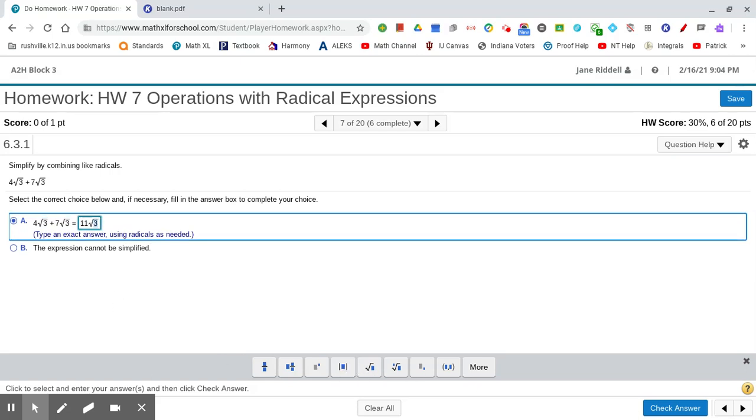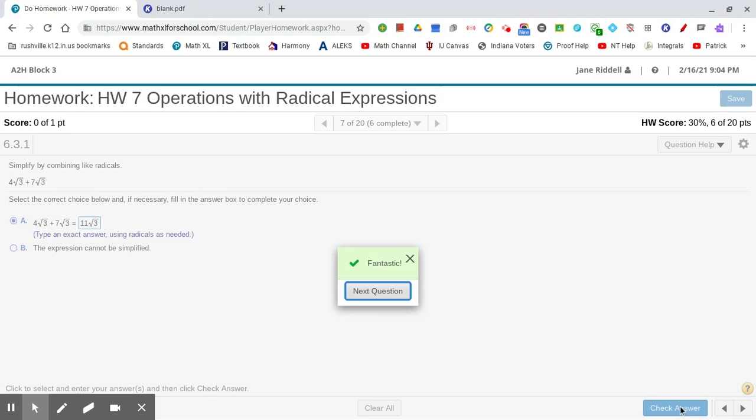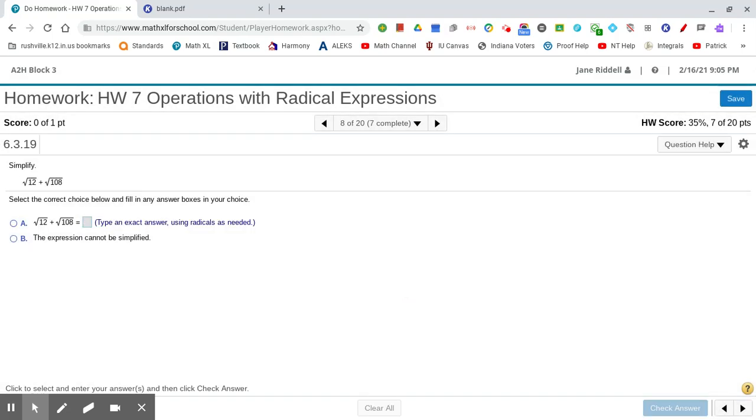All right, I think that's easy enough that we don't need to show any work on question number 7. But adding and subtracting with radicals is very similar to adding and subtracting with variables, looking for like terms. Now number 8 has gotten a little bit trickier because I have square root of 12 plus square root of 108. Your intuition would be: there's 1 square root of 12, there's 1 square root of 108, those aren't like terms, I can't combine them.